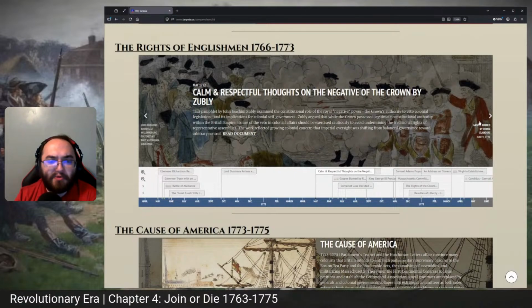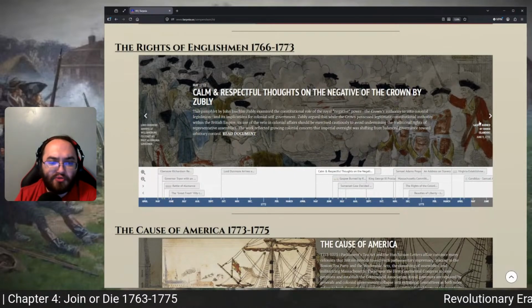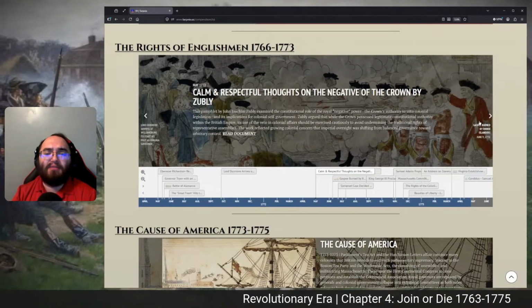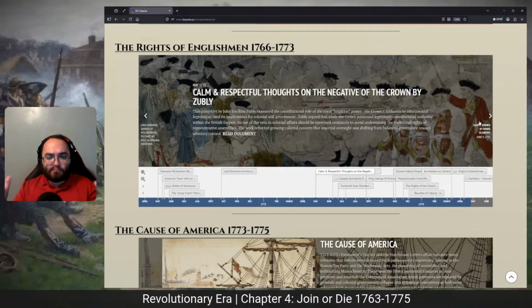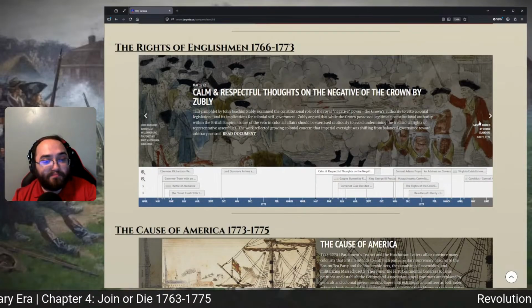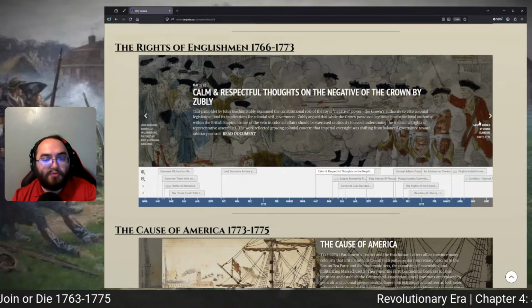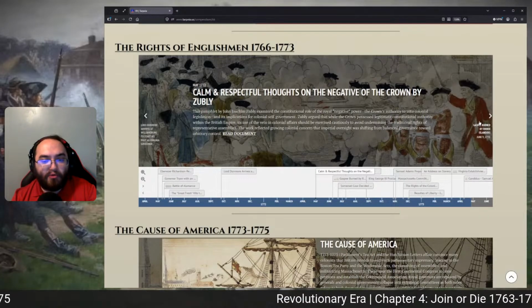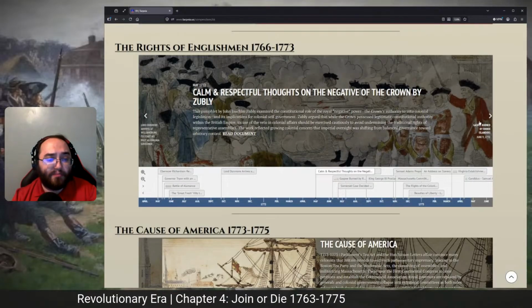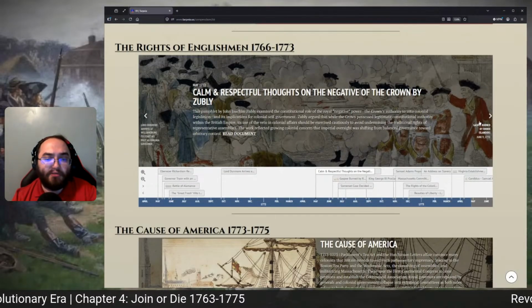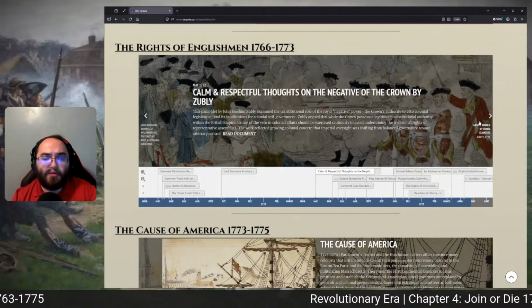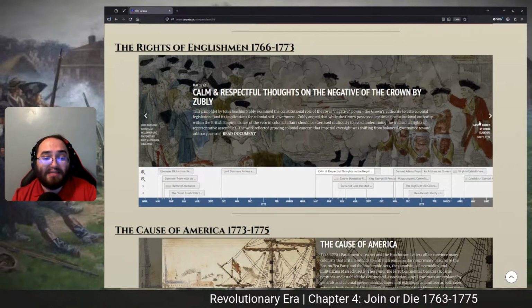Let's see, A Calm and Respectful Thoughts on the Negative of the Crown by Zuppli. This is another political essay talking about the negative power of the crown, which is the crown's authority to veto colonial legislation, and its implications for colonial self-government. Zuppli argued that while the crown possessed legitimate constitutional authority within the British Empire, its use of the veto in colonial affairs should be exercised cautiously to avoid undermining the traditional rights of representative assemblies.